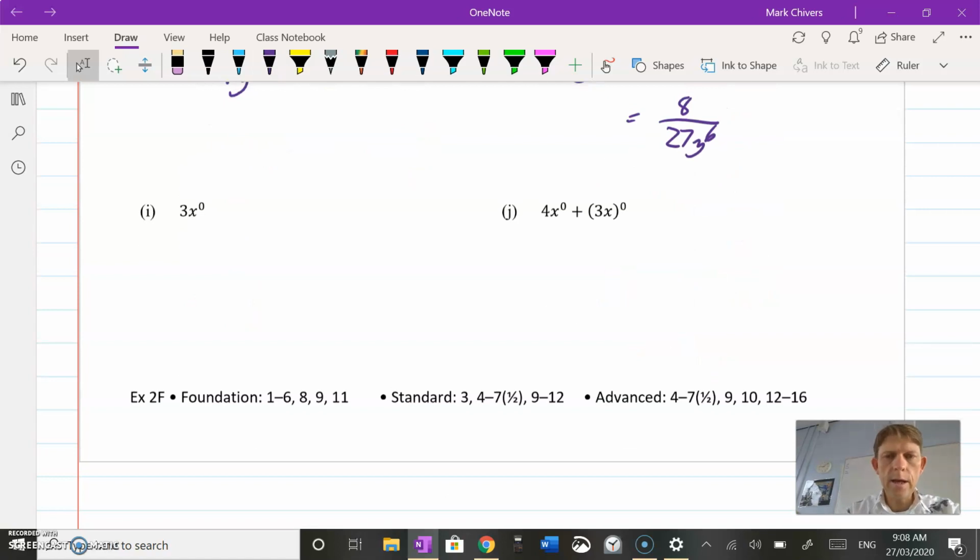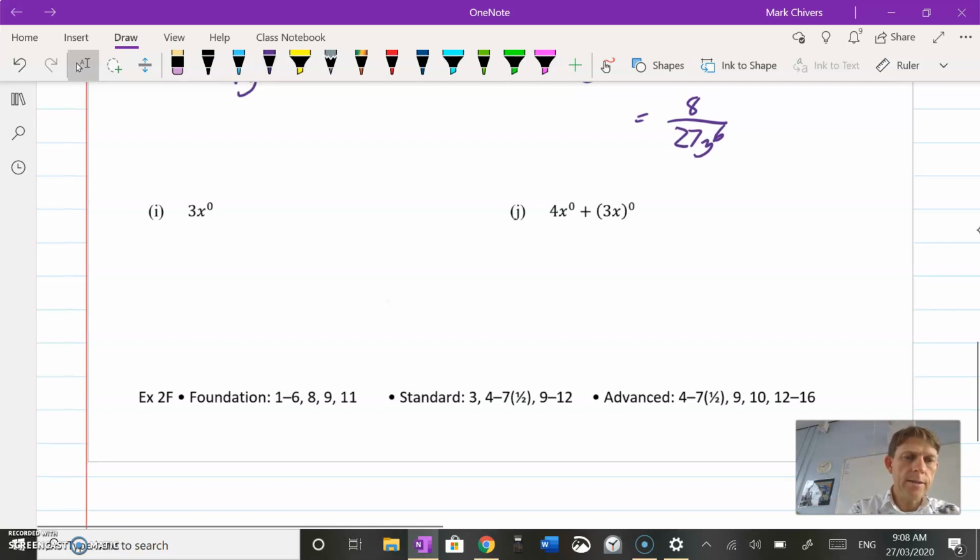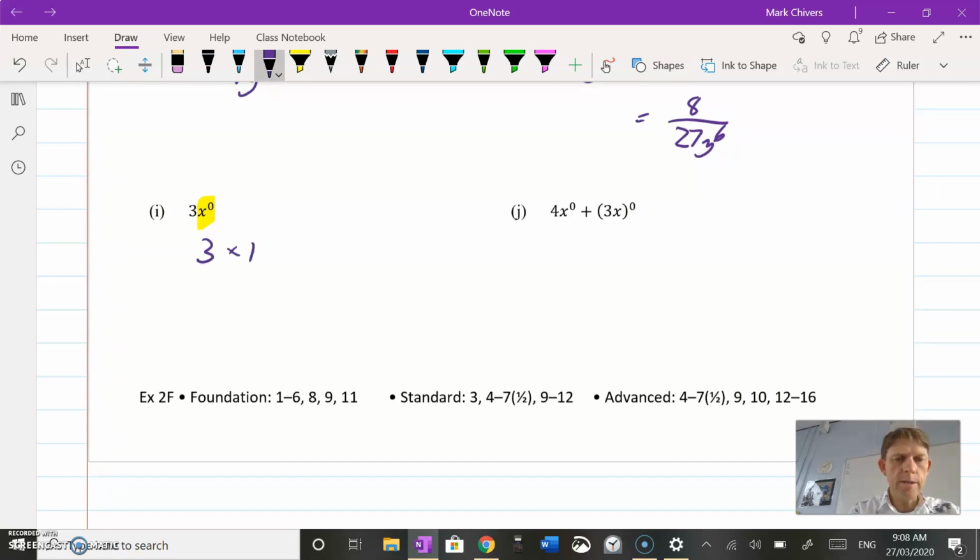Next we've got this power of 0 rule. Now this particular power, there's no brackets here, so this power only relates to the letter in front of it. So basically what I've got there, x to the power of 0 is going to be 1. So I've actually got 3 times 1. Remember there's a little missing multiplication sign in between the 3 and the x. So the answer to that one is just 3.